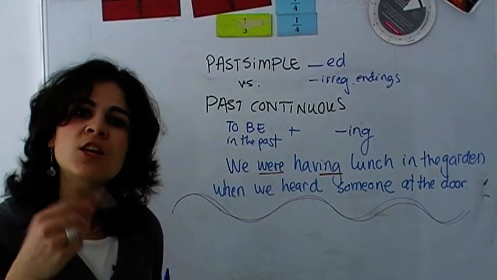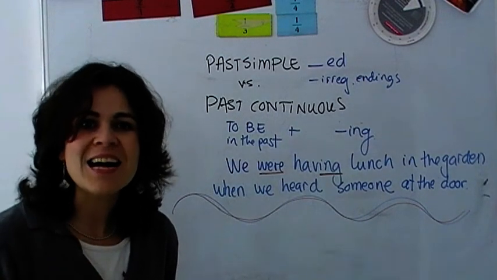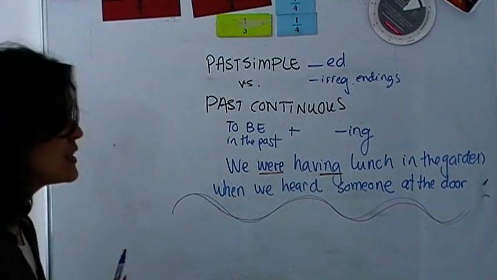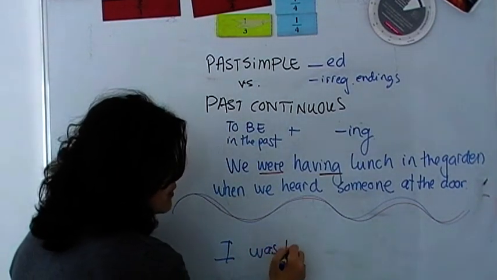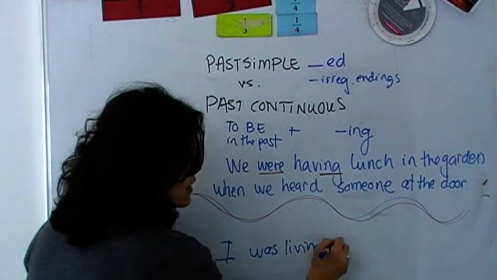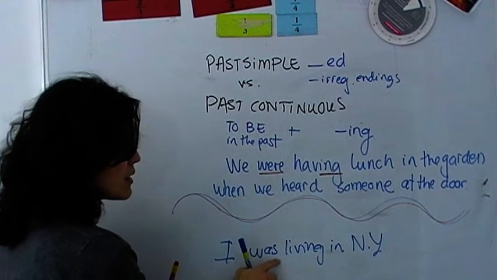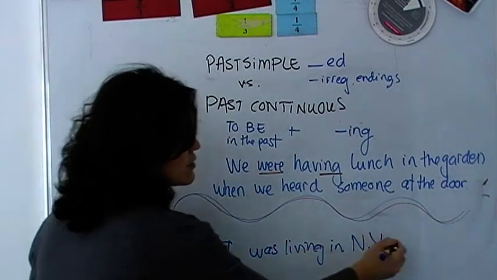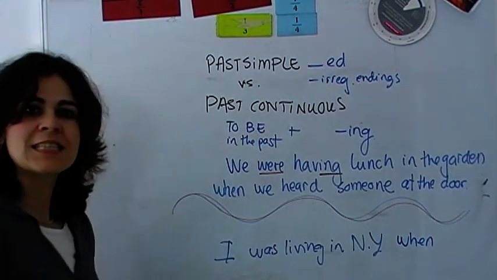I was living in New York when the Twin Towers were attacked. So I was living in New York, that was going on. This is the context, and that's why I'm using this tense, the past continuous.